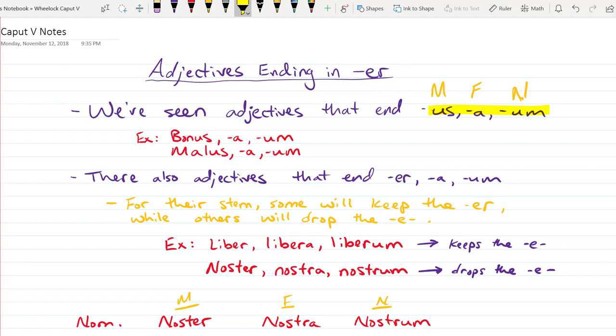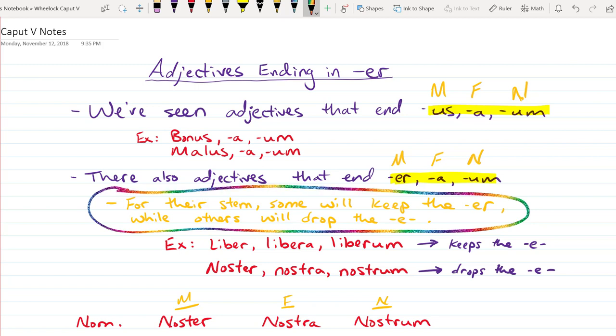Well, there's also adjectives that end in er, it's the same thing. Remember your second declension masculine chart has either a us or an er, and then feminine and neuter. So it's the same exact process. Okay, for the stem of these, and this is kind of like the important piece for this, so make sure you know this here, right? For their stems, some of these adjectives will keep the e, and some will actually drop the e out.